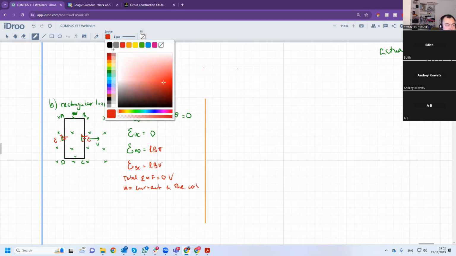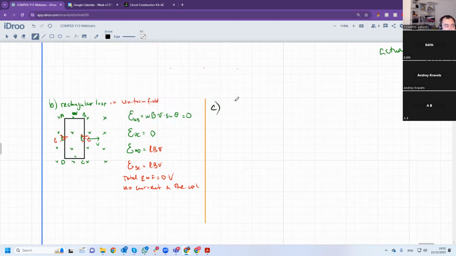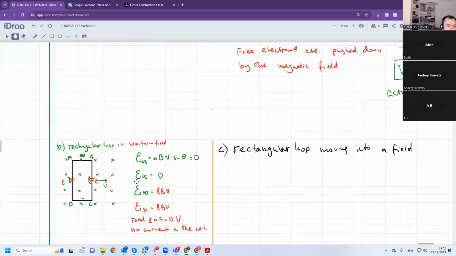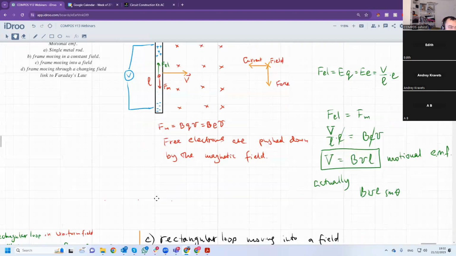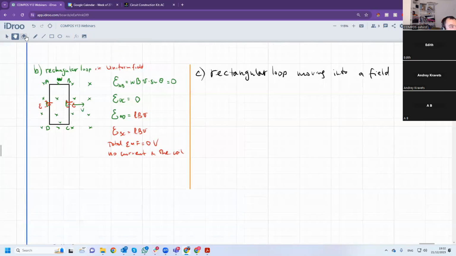Now the next part, C, is a rectangular loop moving into a field. So basically what is happening is the frame is moving into a field. So we have a field.